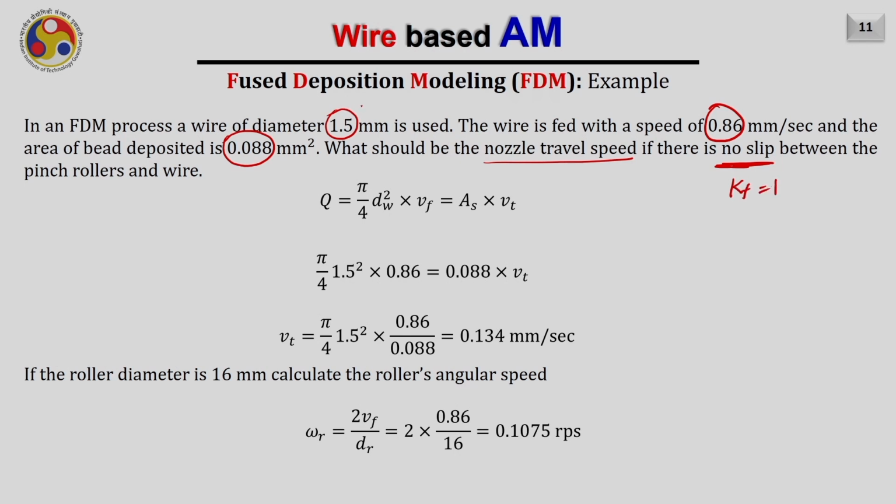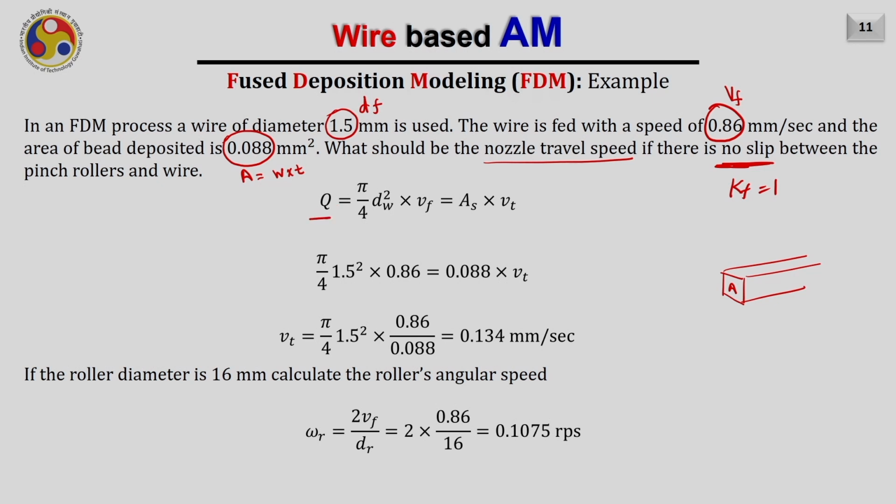The diameter of the wire means the value of Df is given to us. The wire feed speed is given, that means Vf is also given to us, and also the area of the deposited bead is given to us, and this area is nothing but W into T. Assume that you are depositing a rectangular bead; in that case this area A of the deposited bead is given to us. Let us apply the simple mass flow rate conservation here.